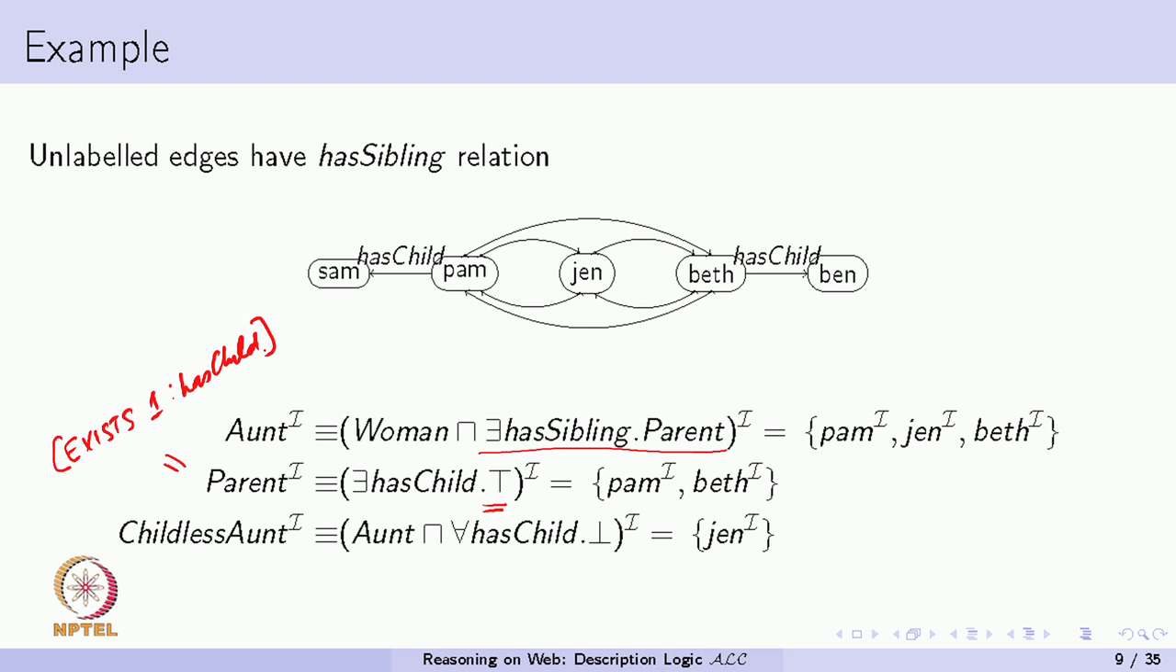So, there are two parents here and of the three aunts that were there, there is one who is a childless aunt. We can define a childless aunt by saying that you must be an aunt and you have no children essentially. So, again all her children come from the empty set in some sense, which means that she does not have any children, and the only one who qualifies is Jen here who does not have any child essentially. So, we have defined three concepts: aunt, parent and childless aunt essentially.